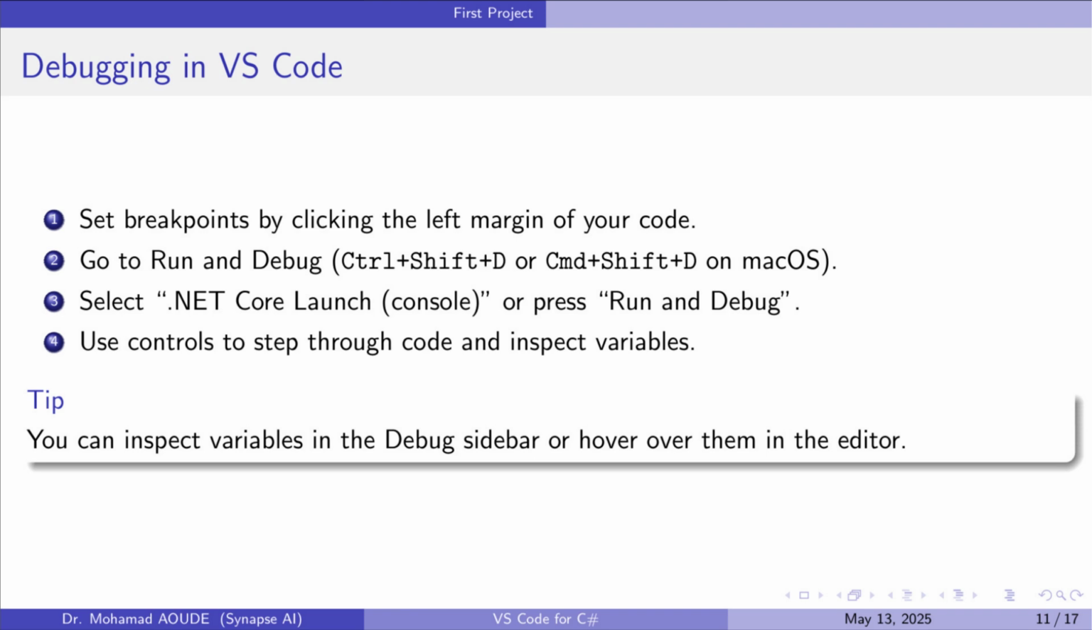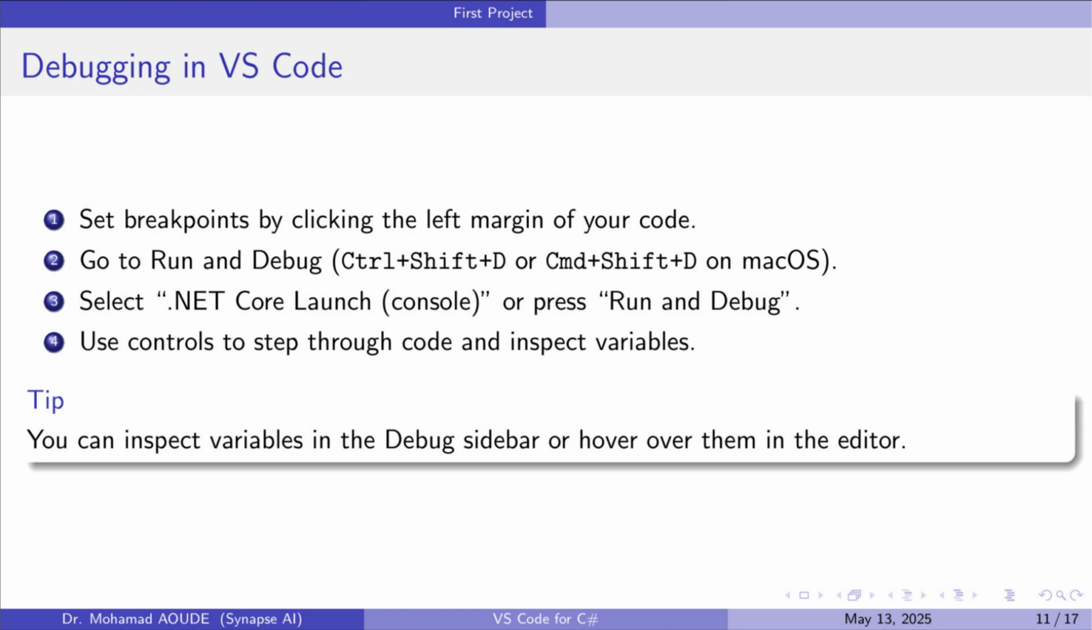Go to the Run and Debug view in VS Code. You can click the Run icon in the sidebar. It looks like a play button with a bug, or press Ctrl+Shift+D or CMD+Shift+D on Mac OS. Click the Run and Debug button. VS Code will likely automatically create a launch configuration for .NET Core Launch (console).